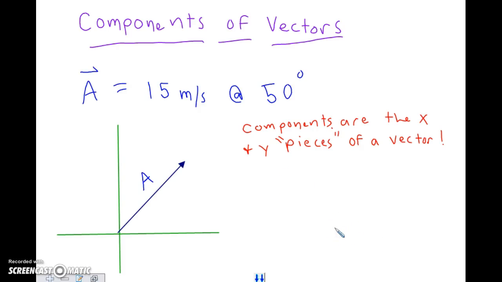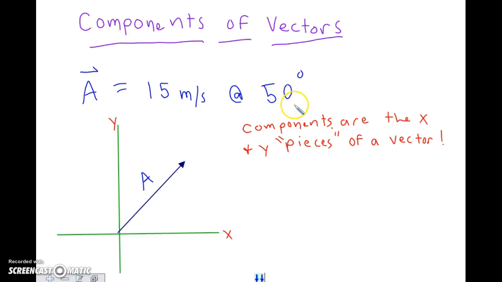Okay, quick lesson on components of vectors. When we take a single vector that's given, every vector that does not lie directly on the x or y axis has two components. So for example, I have listed here a given vector A, a velocity vector, since this is meters per second. It's going 15 meters per second at 50 degrees.